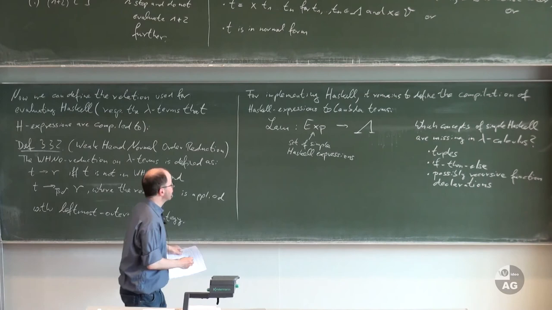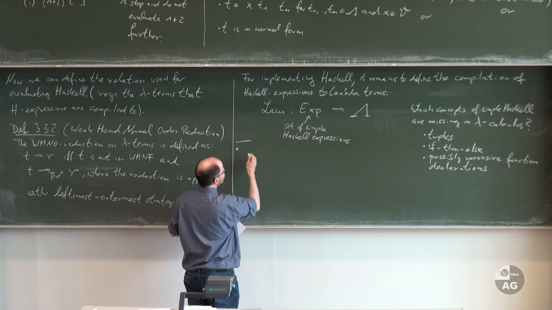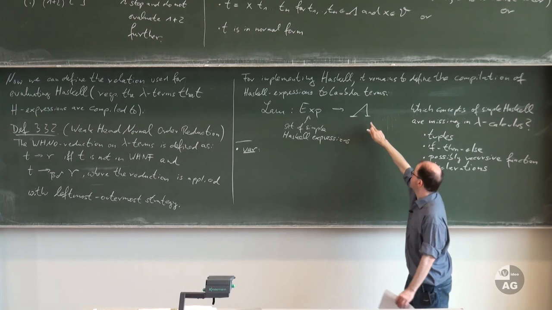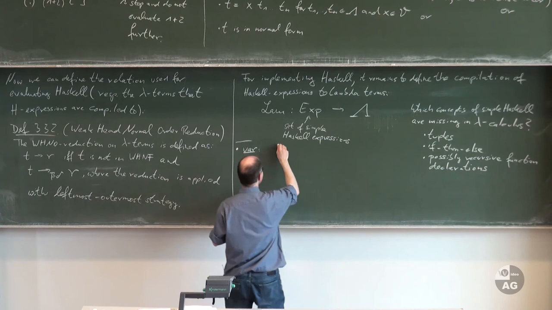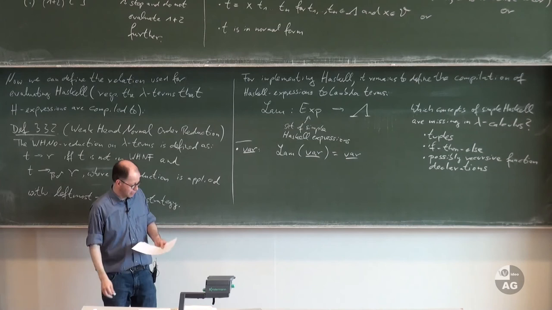So how? Let's do this step by step. If we have a variable, how could the expression look like? Now the first expression is a variable. Every variable that is a Haskell expression is simply translated into the corresponding variable of the lambda calculus. So there's really nothing to do. So we define lambda as follows. If the expression is a variable, then this remains unchanged. So this is simply a variable of the lambda calculus then. So nothing happens here.